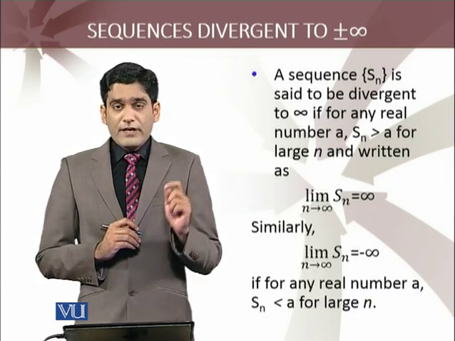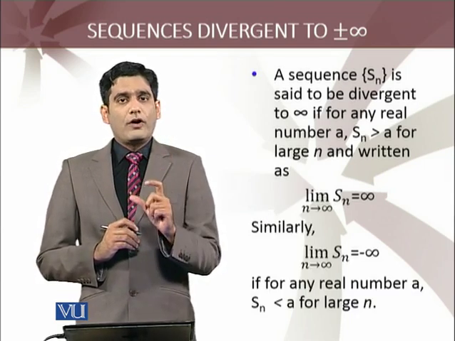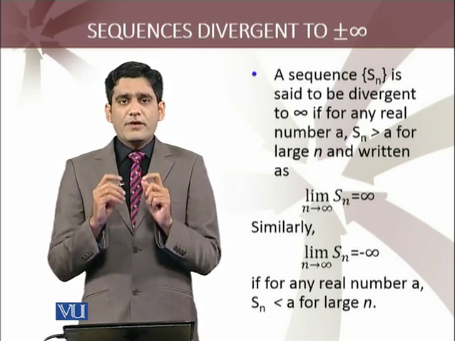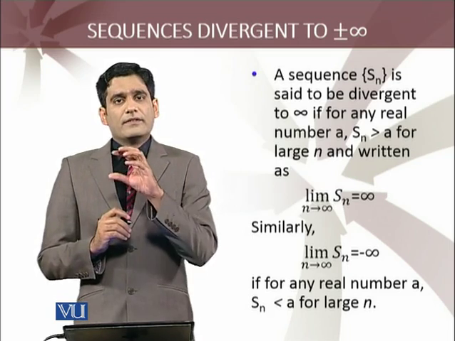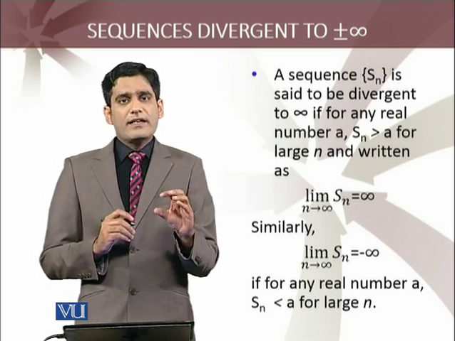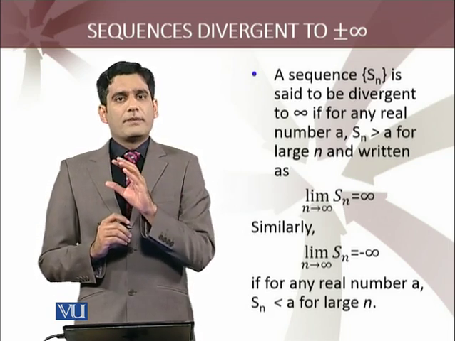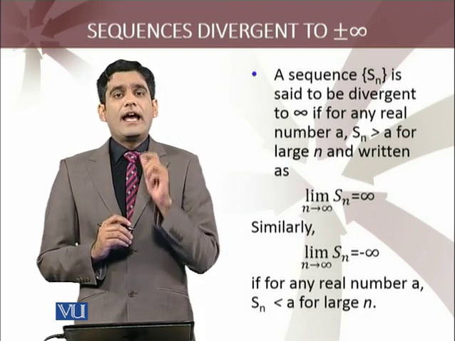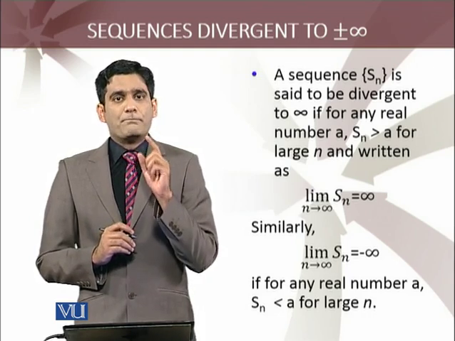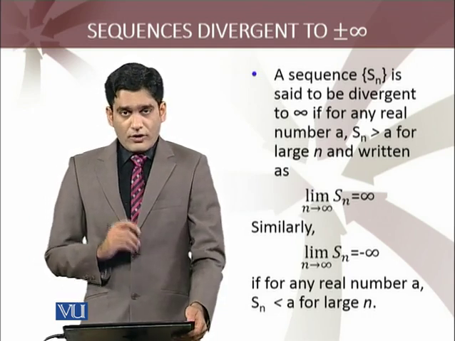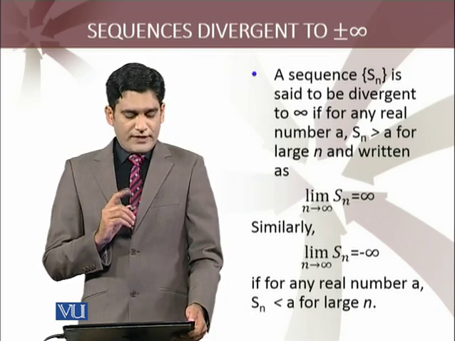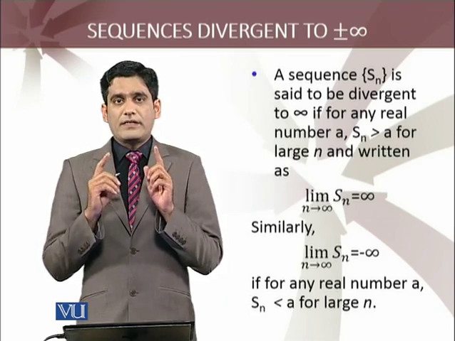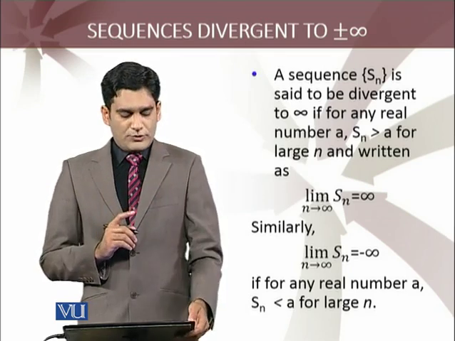Similarly, if for all real numbers I will be able to find the terms of the sequence such that the sequence terms are less than all the real numbers, then I will say that the sequence is divergent and it is divergent to minus infinity. For all real numbers, it's very important that in both definitions, we are talking about all real numbers A.